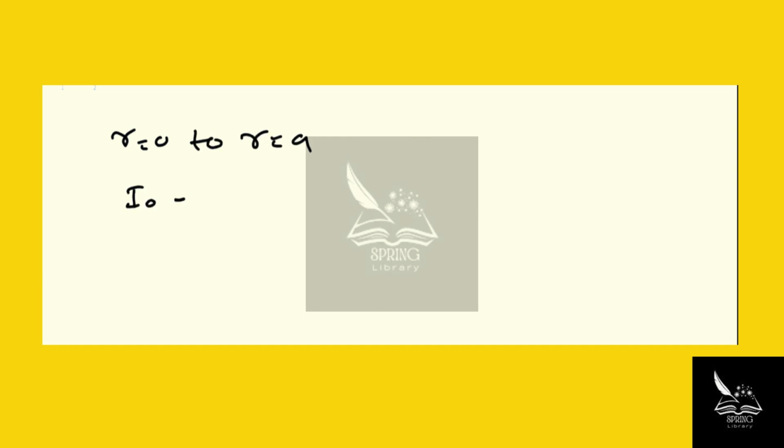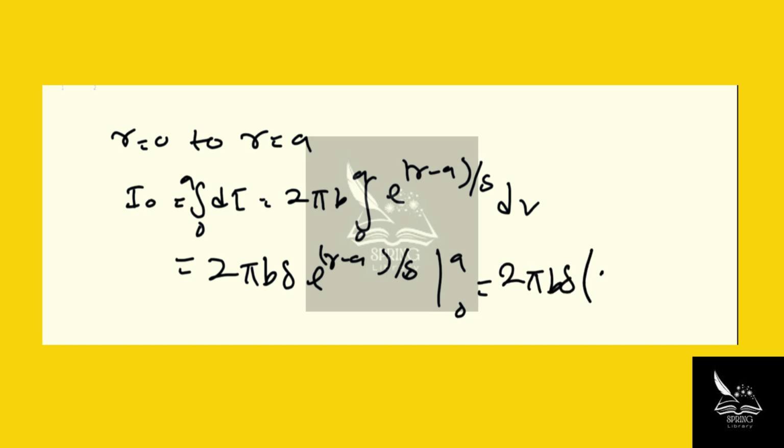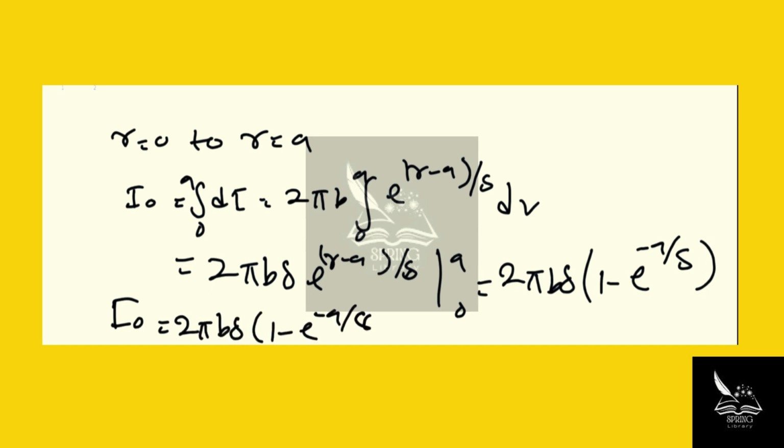So I naught is equal to integral from 0 to a of di, that is 2 pi b integral from 0 to a of e to the r minus a over delta dr. Then the integral evaluates to 2 pi b delta e to the r minus a over delta from 0 to a. This gives us 2 pi b delta times 1 minus e to the minus a over delta. Then our I naught will be 2 pi b delta times 1 minus e to the minus a over delta.